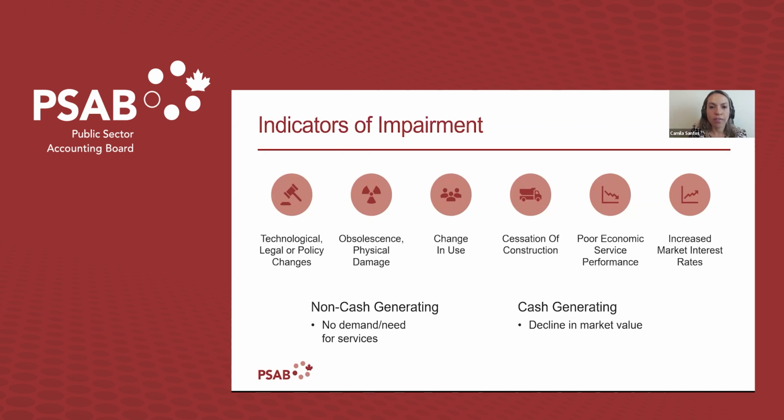Examples of indications of impairment would be technological, legal, or policy changes, obsolescence, physical damage, change in use, cessation of construction, poor economic service performance, increased market interest rates. In assessing whether there is any indication that an asset or group of assets may be impaired, an entity shall consider at minimum external and internal sources of information. The list of indicators is not intended to be exhaustive. An entity may identify other indicators that an asset may be impaired.